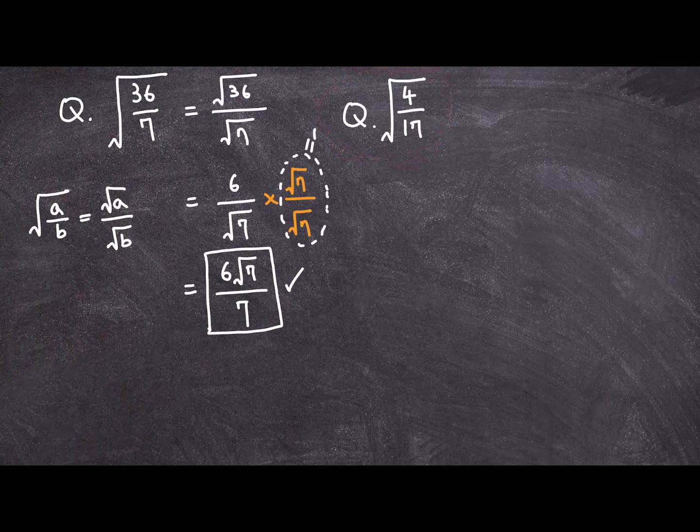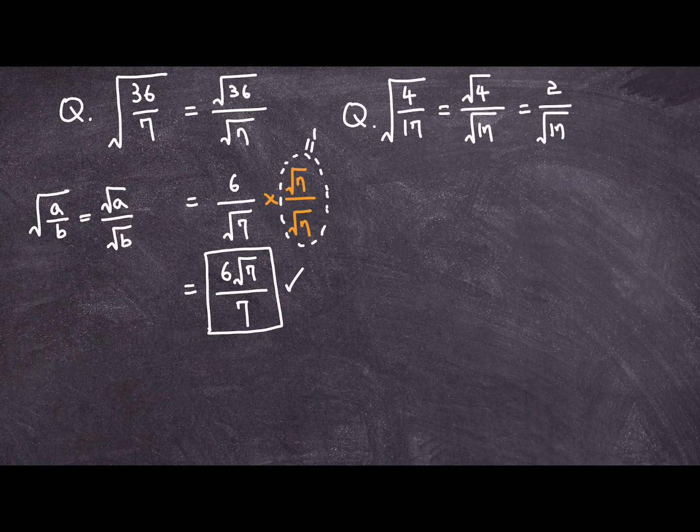What's wrong with square root of 4 over 17? Well, again, we have square root of 4, which can be turned into 2. And so let's go ahead and do that. I can rewrite this whole expression as square root of 4 over square root of 17. And since square root of 4 is equal to 2, I can rewrite it as 2 over square root of 17.